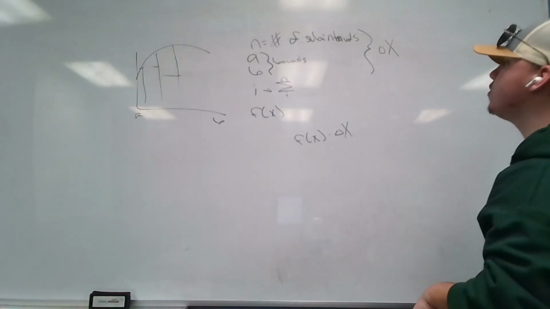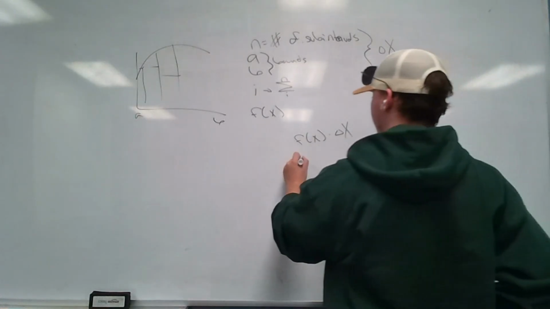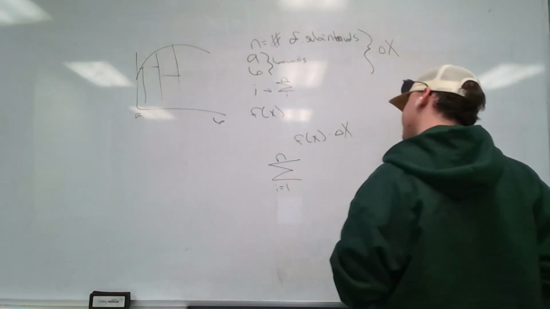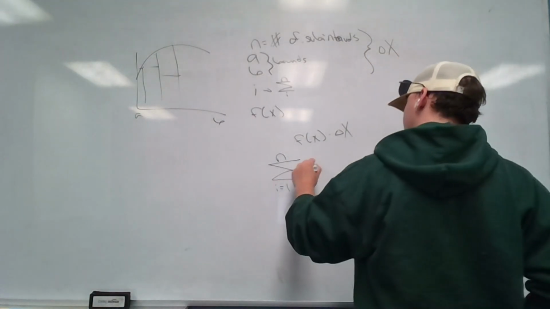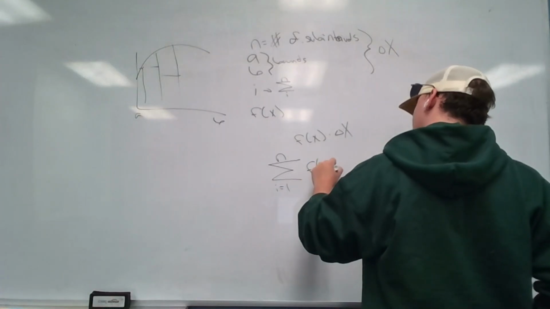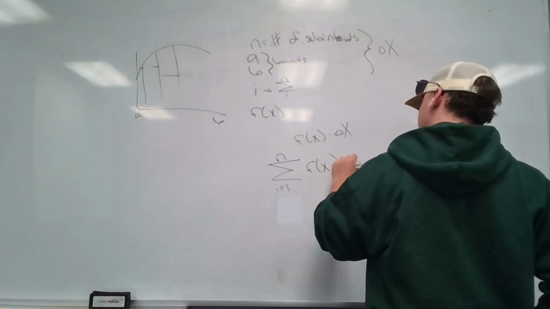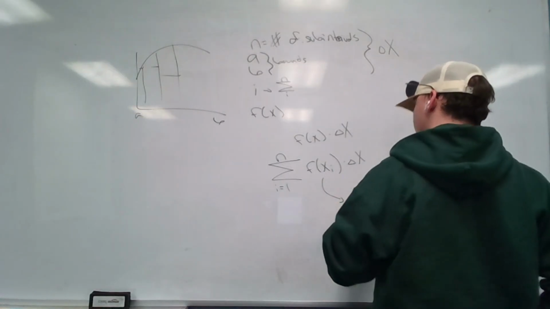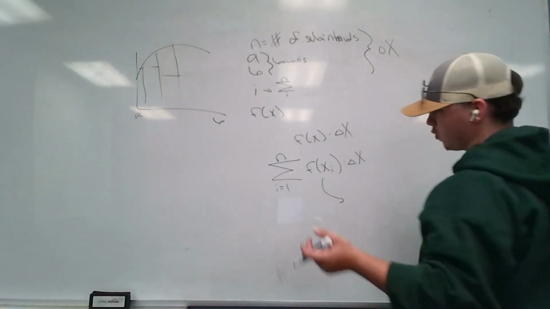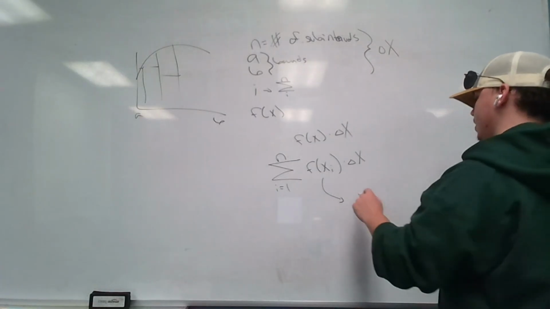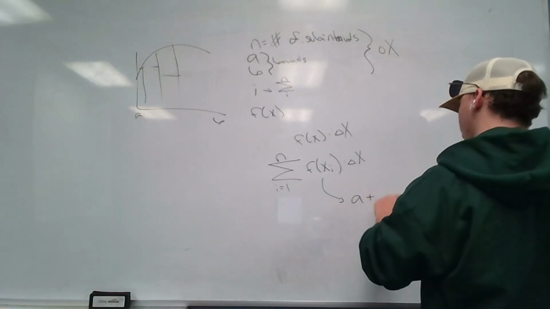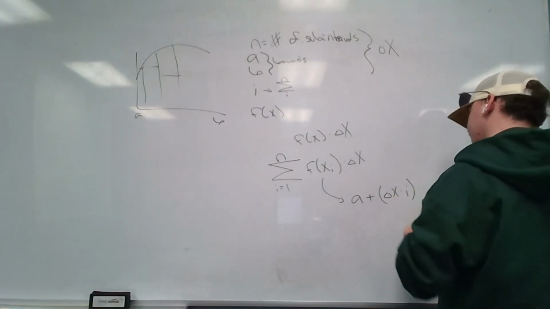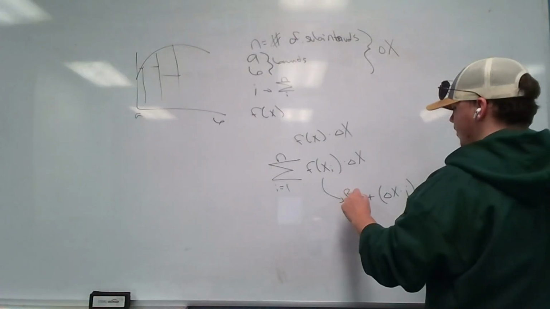And to do it for every single one of them, it would be the sum from I equals 1 to n of f of x I times change in x, where x I was equal to, depending on which one you wanted to evaluate, the right hand, left hand, or midpoint, a plus change in x times I. And this would be the right hand.